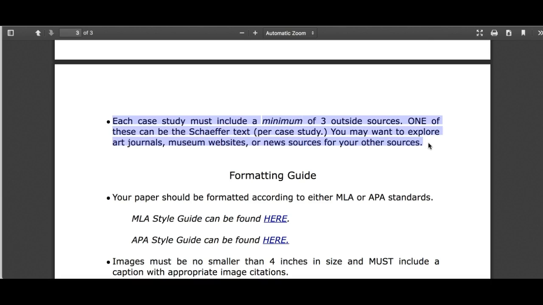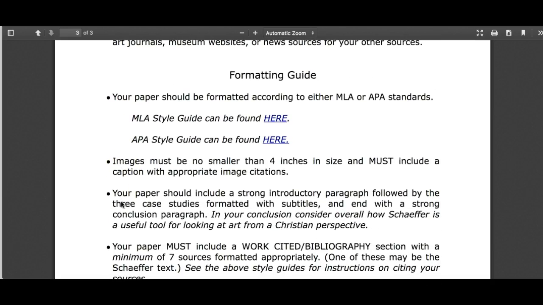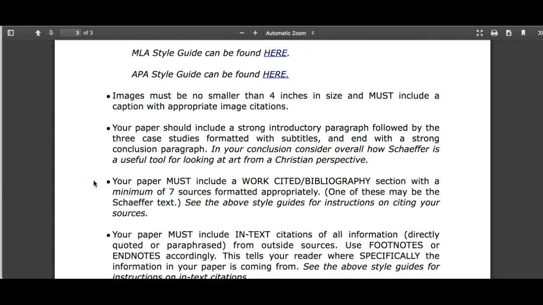You can log into JSTOR through that. Okay, so formatting. Your paper should be formatted according to either MLA or APA standards. I've included the MLA and APA style guides here. Images, please no smaller than 4 inches in size on your paper.